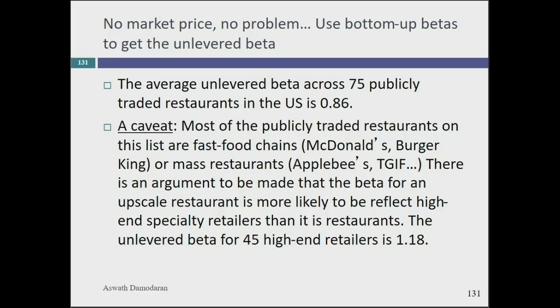I'm going to start with the average unlevered beta for publicly traded restaurants, and I came up with 0.86. But if you look at the publicly traded restaurants in the U.S., you're going to get McDonald's, Burger King. So you could actually argue maybe this is not the right beta. Maybe you should be using the unlevered beta for high-end retailers because that's more in line with who eats at a five-star restaurant. So you can already see the discussion of what a good bottom-up beta is open for questioning depending on the private company valuation.